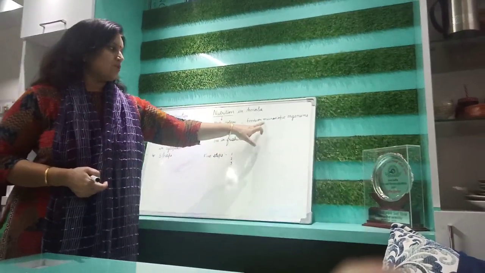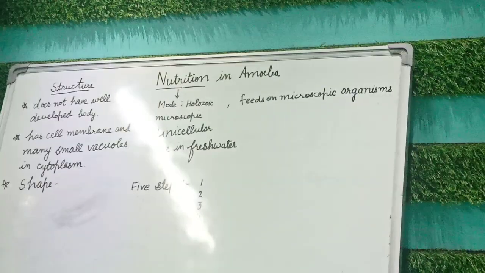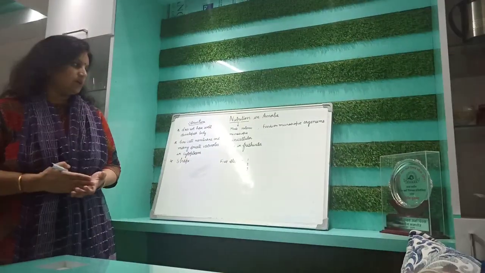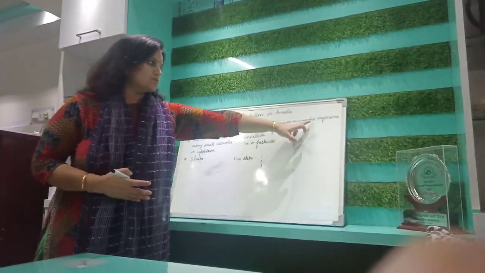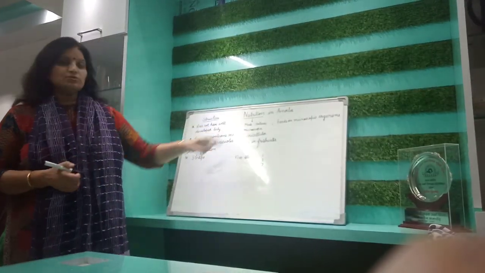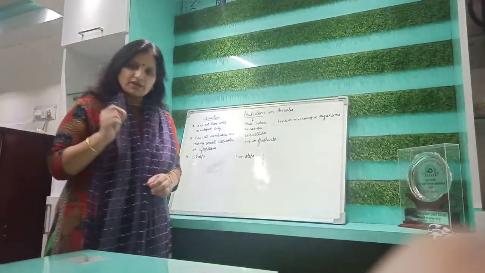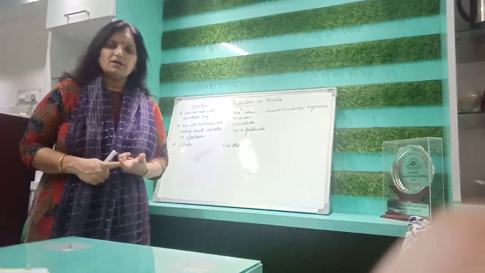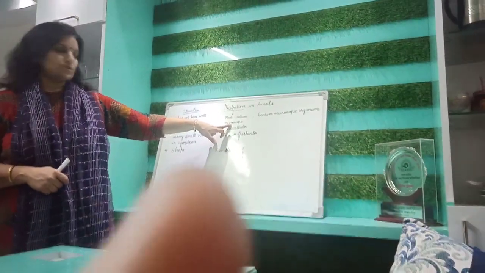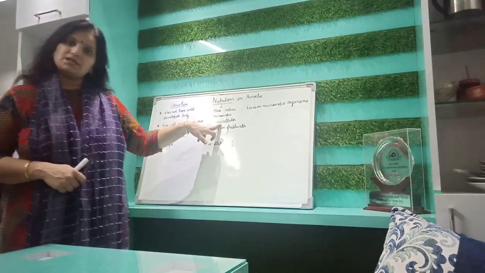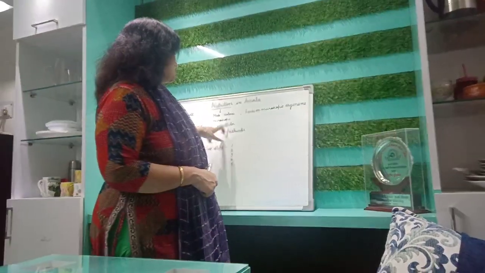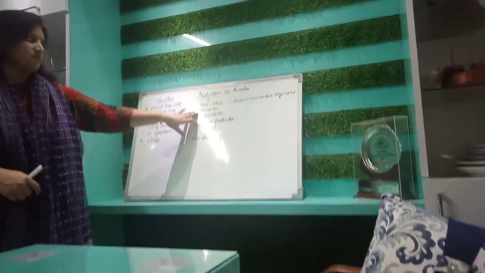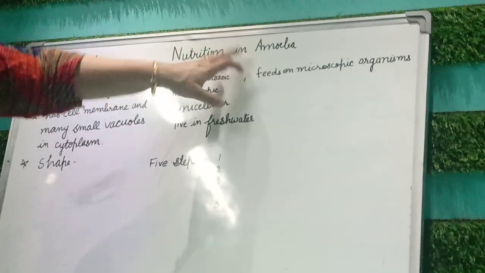And amoeba feeds on microscopic organisms. It lives in fresh water. Whatever microorganisms are present in that water, amoeba feeds on them. Microscopic means it is very small, very tiny organisms that we can't see with naked eyes. If we have to see amoeba, then we need a microscope. It is unicellular, meaning it is made up of a single cell. These are the characteristics which are found in amoeba.